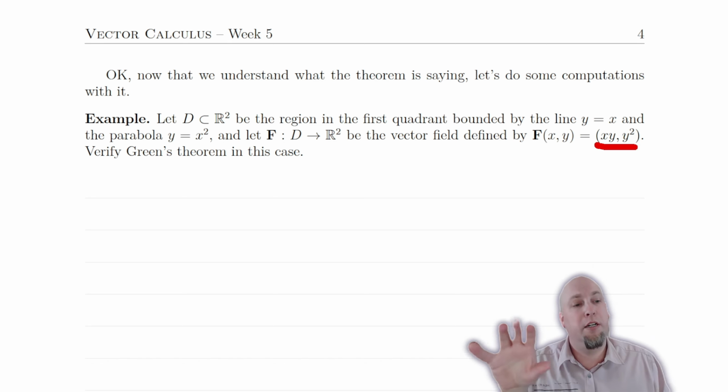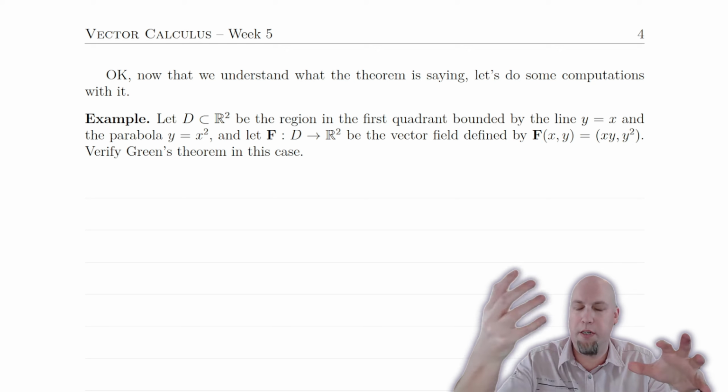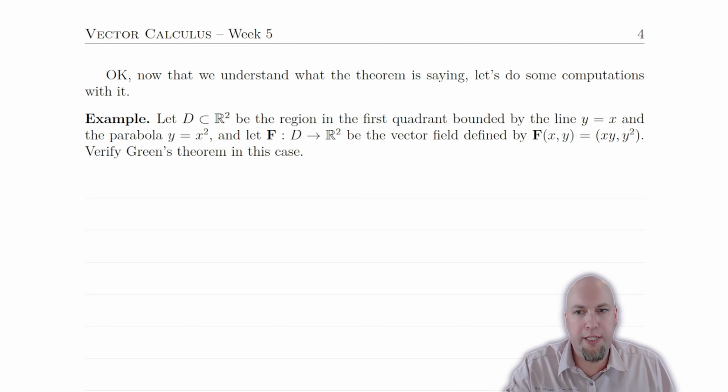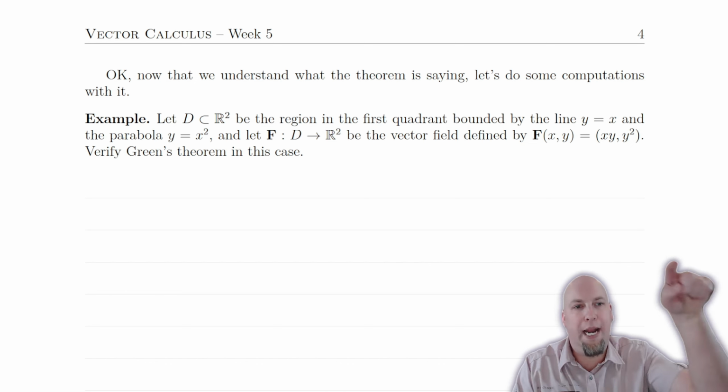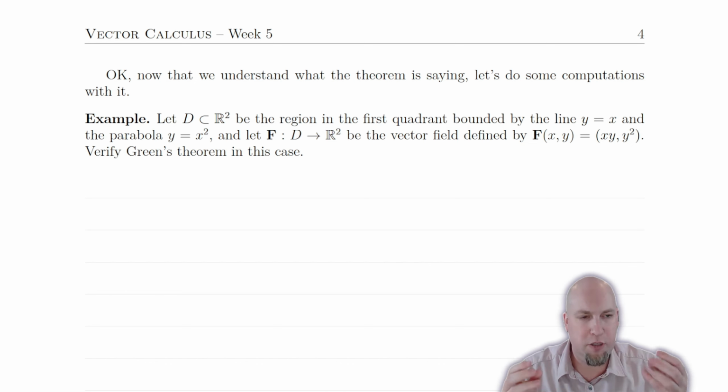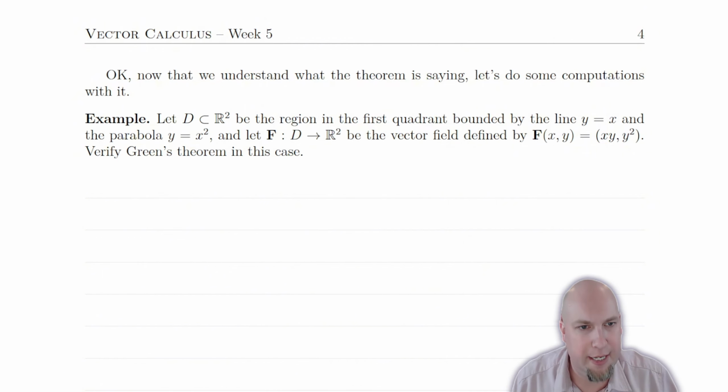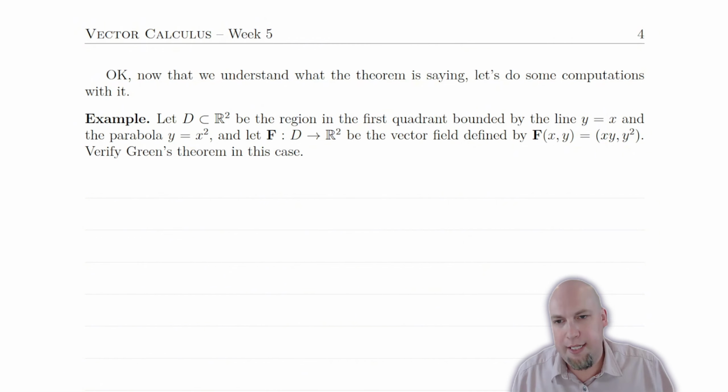What we're going to do is compute both halves of Green's theorem. We're going to compute the double integral over this region, and we're going to see that we get the same thing as if we compute the vector line integral around the boundary, just so that we're all on the same page and make sure that we understand what Green's theorem is saying. Alrighty, so let's do this.